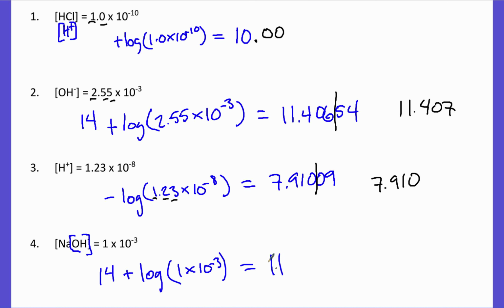And then finally, for my last one, 1 only has 1 sig fig, but that sig fig needs to go behind the decimal. So 11.0 would be an appropriate answer for 4. Again, that's kind of a lot to digest, but that's how you do your pH calculations with sig figs.